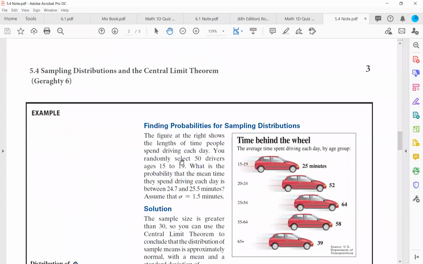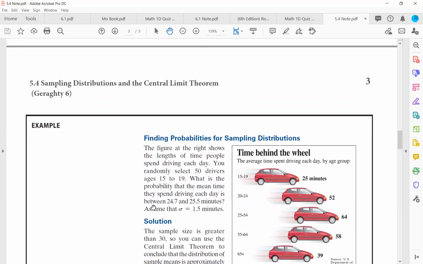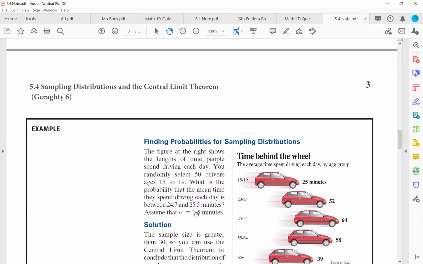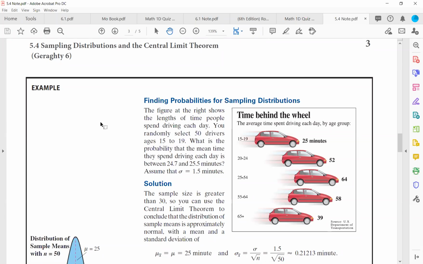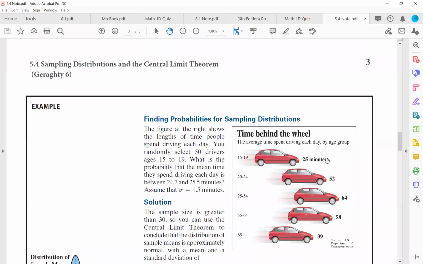Very well. So next example. The figure at right shows the length of time people spend driving each day. You randomly select 50 drivers ages 15 to 19. What is the probability that the mean time they spend driving each day is between 24.7 and 25.5 minutes? Suppose that the standard deviation is equal to 1.5 minutes. Since it says 15 to 19, the mean is equal to 25 minutes. So let us get back to the board and write down all the information.